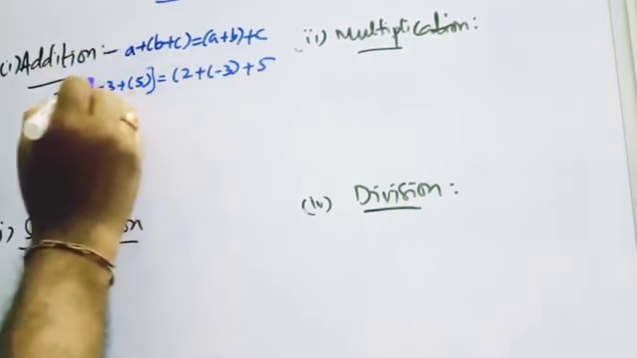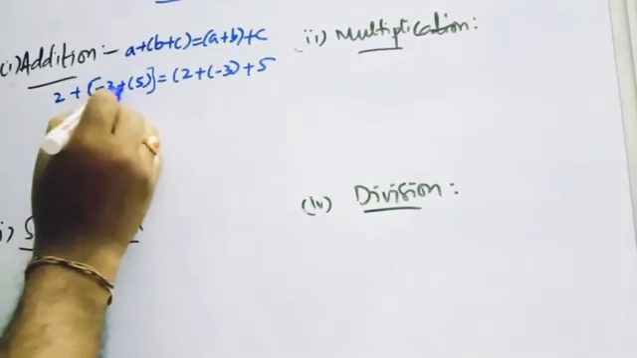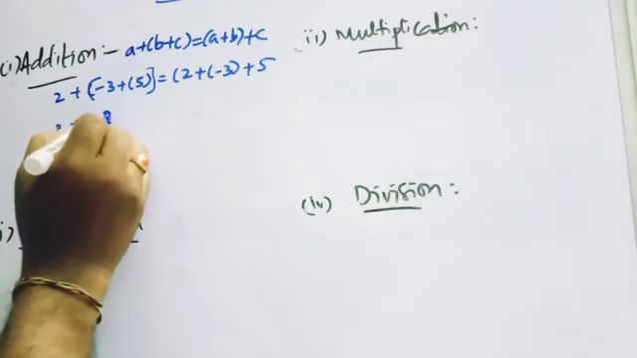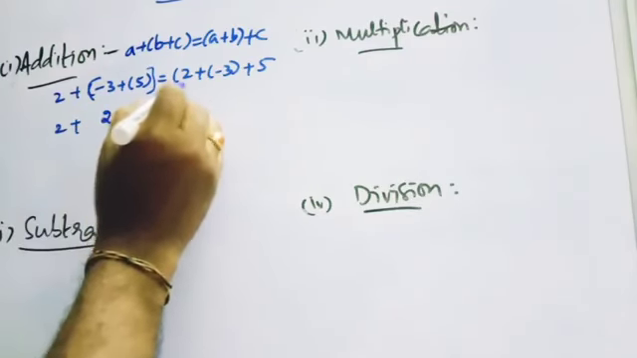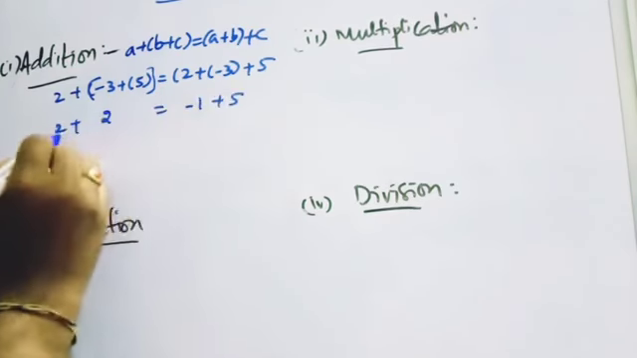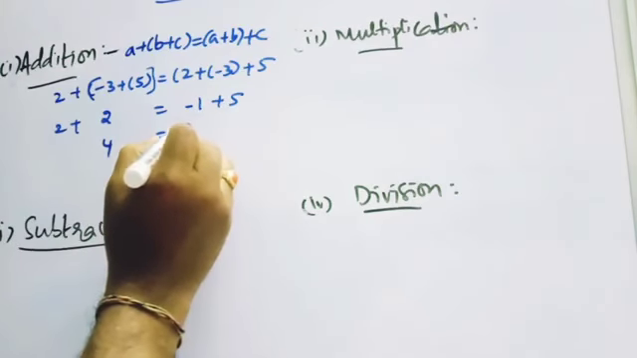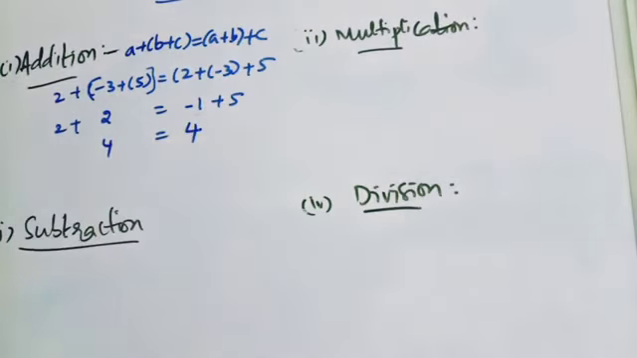Now let us see the answer. On the left side, -3 plus 5 is 2, so 2 plus 2 gives a positive 4. On the right side we have 2 minus 3, which is -1, and then plus 5. So 5 minus 1 is 4. Then positive 4 is the answer.